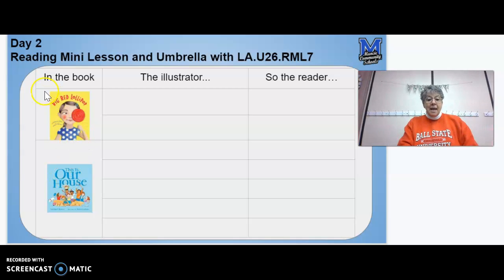So your job today is to write what the illustrator does in the pictures, and then so we know what the reader is thinking. We know what is looking closer, what is looking further away. You need to look carefully and give great examples of what happens in the book.